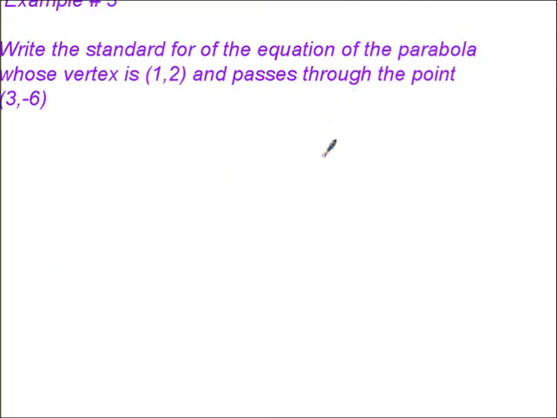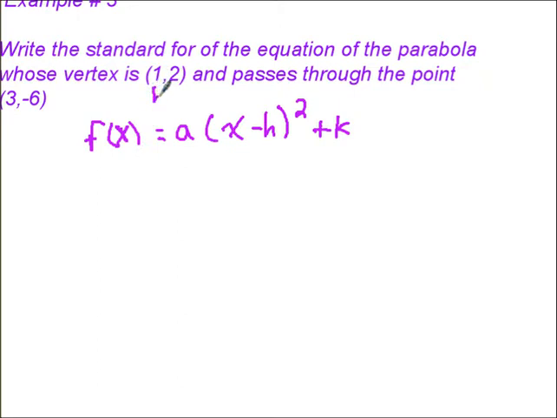Example 3, it's a little cut off here, but it says write the standard form for the equation of the parabola whose vertex is (1, 2) and passes through the point (3, negative 6). So let's start with standard form here. F of x equals a times x minus h, excuse me, quantity squared plus k. Alright, so I'm given the vertex, which means this is h and this is k.